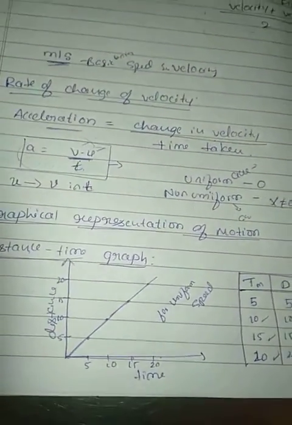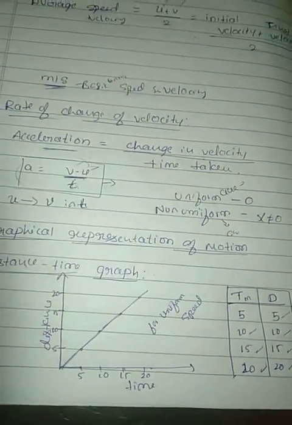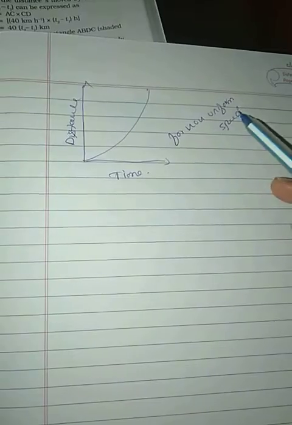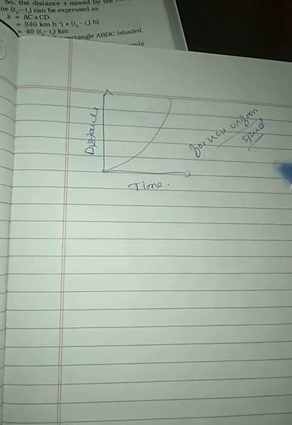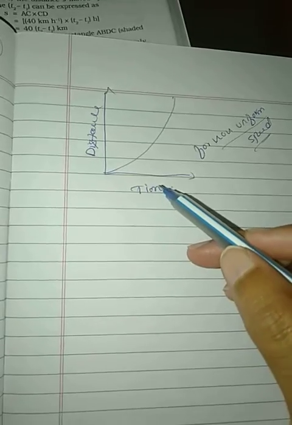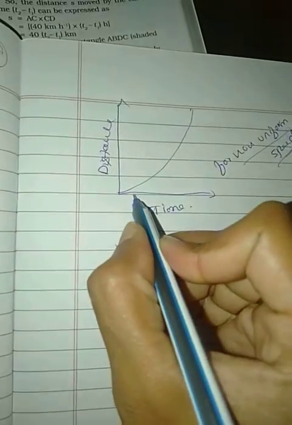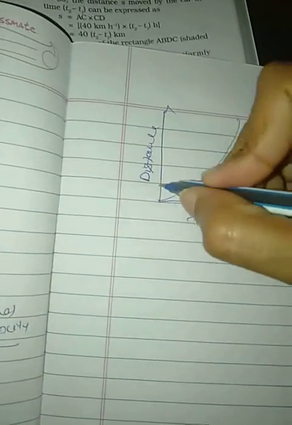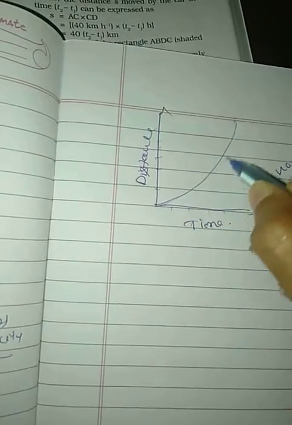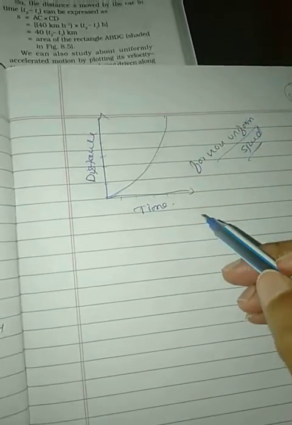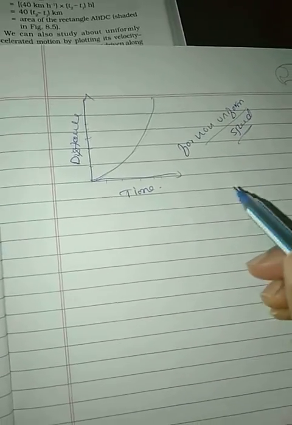If the object is moving with non-uniform speed, how will we get the graph? See this figure, this is the distance time graph for an object moving with non-uniform speed. Non-uniform means the object covers unequal distances in equal intervals of time. If you take equal intervals of time, the object covers unequal distances. This is called the distance time graph for the object moving with non-uniform speed.